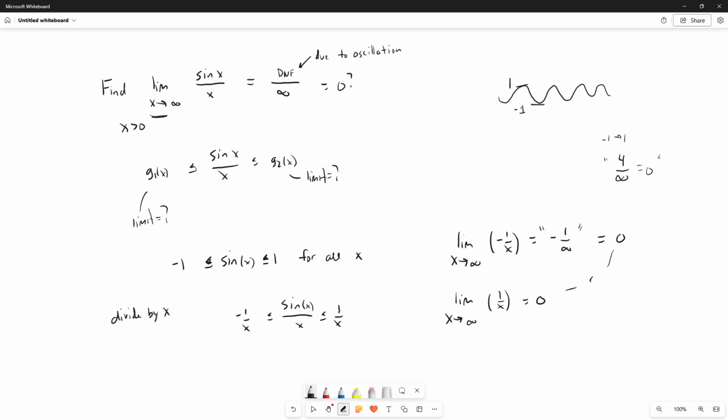These two limits are the same, and so by the Squeeze Theorem, the quantity in the middle shares their common limit. So by the Squeeze Theorem, the limit as x goes to infinity of sine x over x must equal 0 as well.